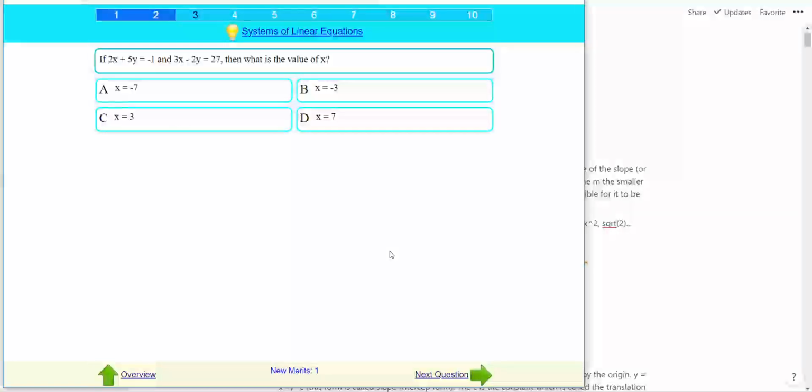Okay, so let's do the substitution then. So this is the second equation. Let's substitute in the first equation. So 2 multiplied by 2y over 3 plus 9, plus 5y would equal to -1. And then we multiply the 2 by the numbers in the brackets, then we have 4y over 3 plus 18 plus 5y equals -1.